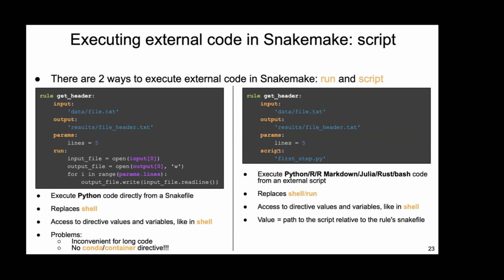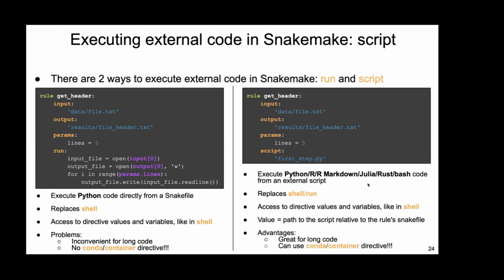And this, once again, will replace the shell or the run directives, but allows us to actually execute code from multiple different languages like Python, R Markdown, Julia, Rust, Bash, etc. Even if it's a separate script, we will also be able to access the directive values and the variables. And the value that this directive should have is, once again, a path to the script, and once again, relative to the rules snake file.